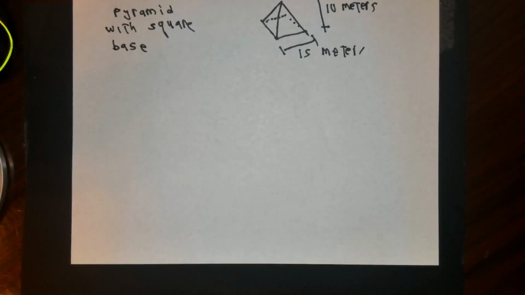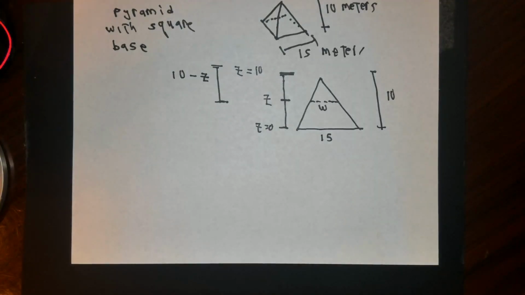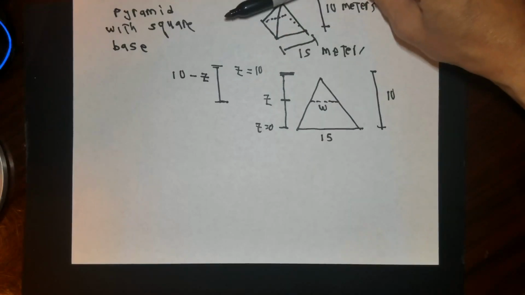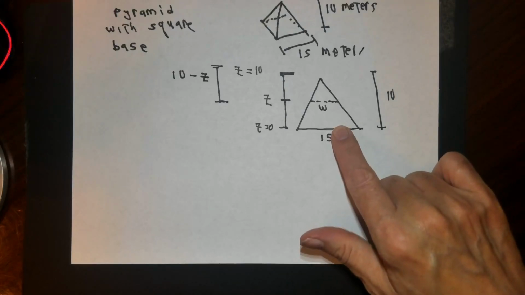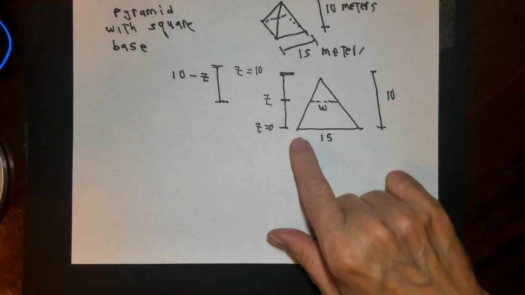Secondly, I want to think about having a pyramid with a square base. It's 15 meters long across the base and 10 meters in the perpendicular direction. I'd like to calculate the volume of that shape. I have to decide how I'm going to symbolize things. I'm going to say that z equals 0 is being at the same height as the base of the pyramid, so that z equals 10 is the top.